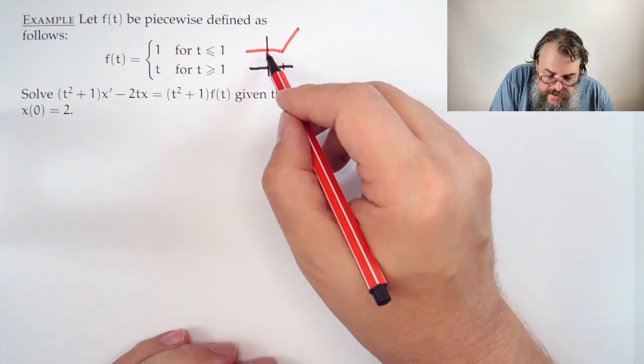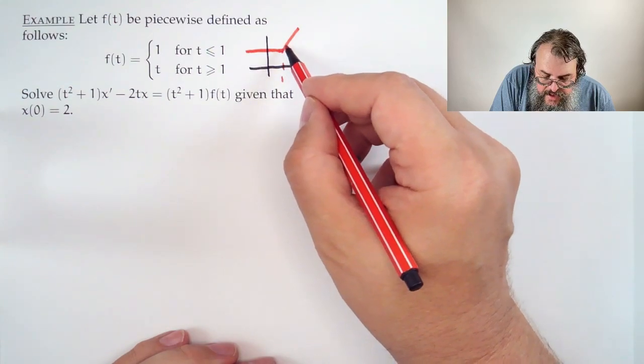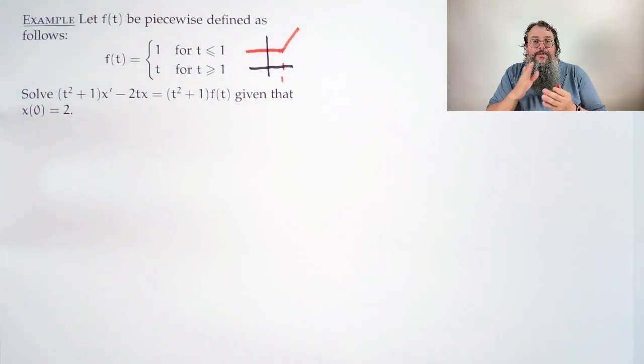So this function, it's not a bad function. It's continuous, but it's what we would call, in some sense, piecewise continuous, in that we've defined it in different parts.